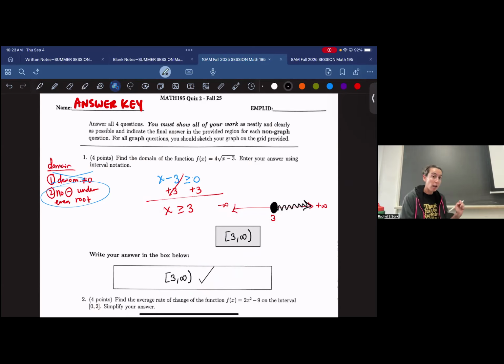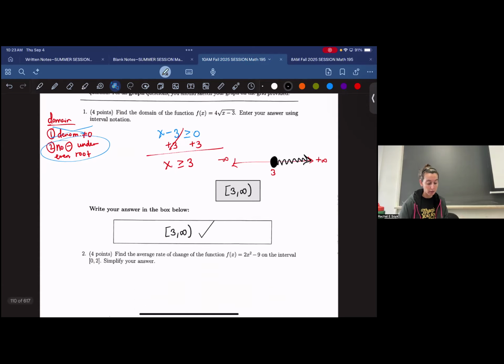Again, you guys all have your quizzes, so if you made a mistake, please mark it up. Try to do it in a different color pen or a marker so that you can really see what mistakes you're making so that you don't make them on future quizzes or future exams.